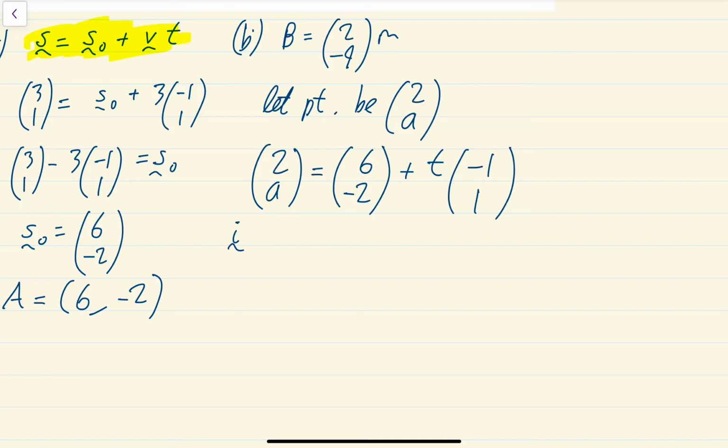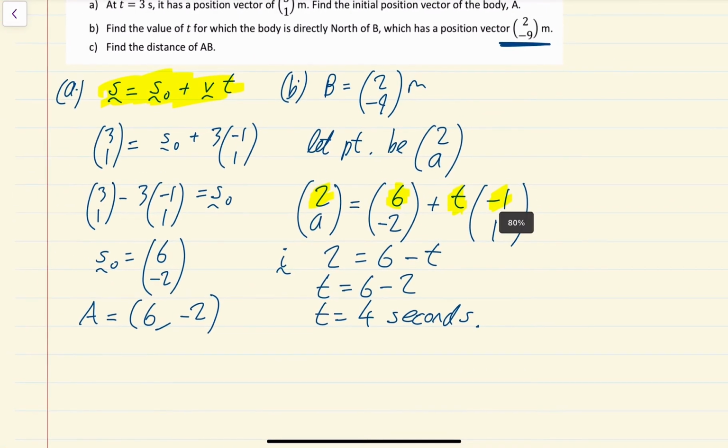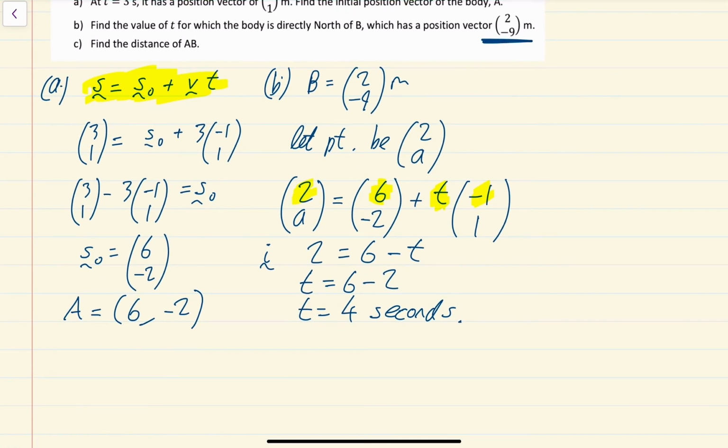So for the i's, you've got 2 equals 6 plus t times -1. So it's a very easy linear equation. 2 equals 6 plus t times -1, or 6 minus t. That means t is equal to 6 minus 2, which means your t works out to be 4. So 4 seconds then is my answer. Okay, that's not easy. Okay, the last bit, part C, says calculate the distance AB.